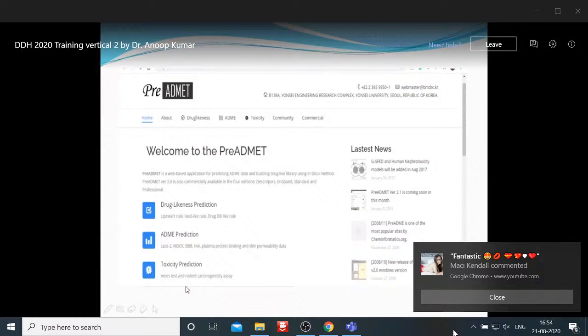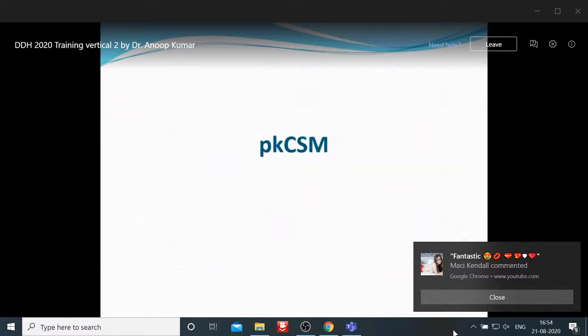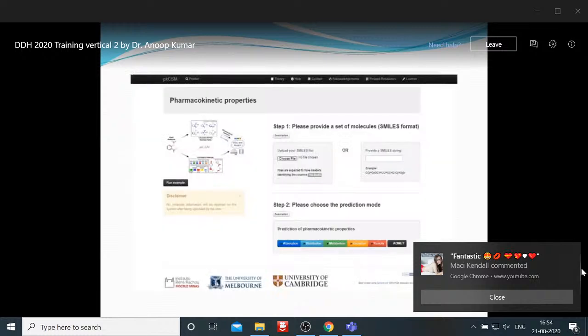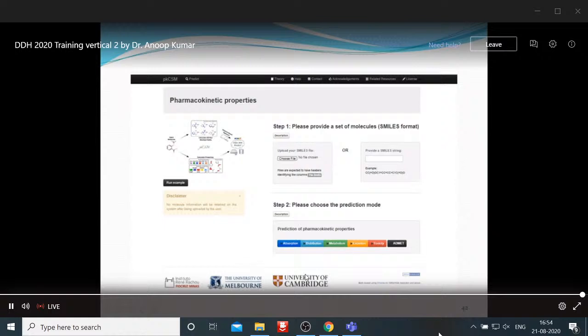And you can think of how to reduce the mutagenicity of these molecules. Then carcinogenicities also you can predict. So all these predictions you can do by these. Another is pkCSM, another web server, where again you have to submit the structures.